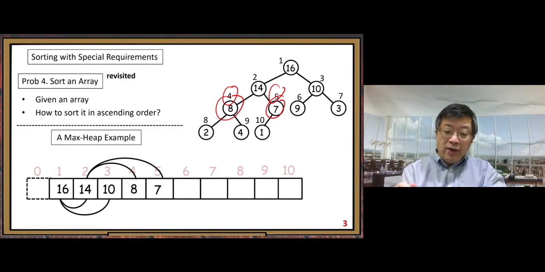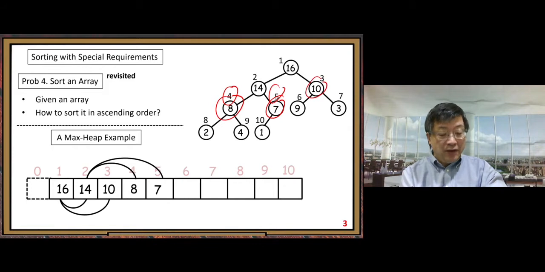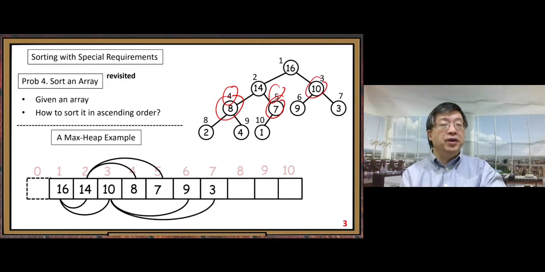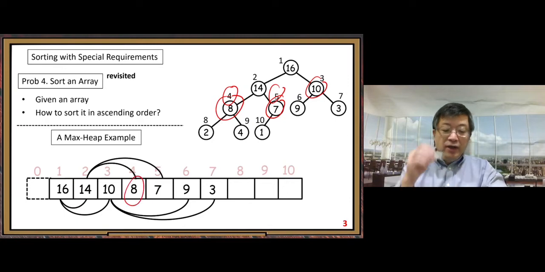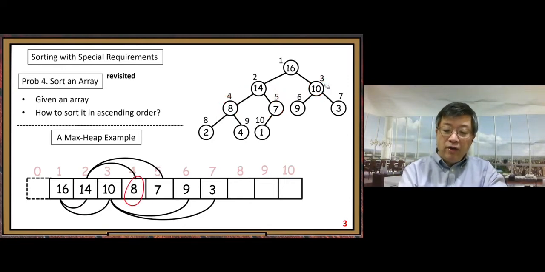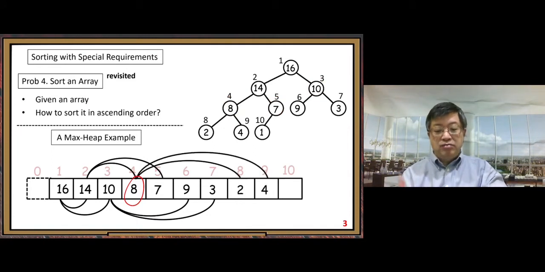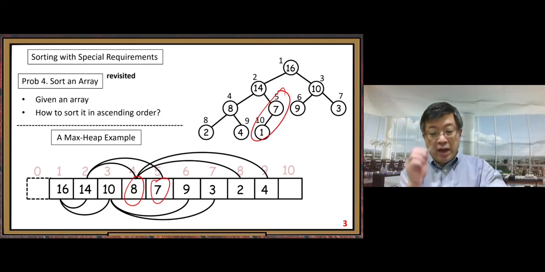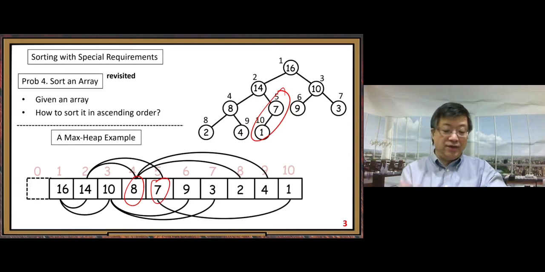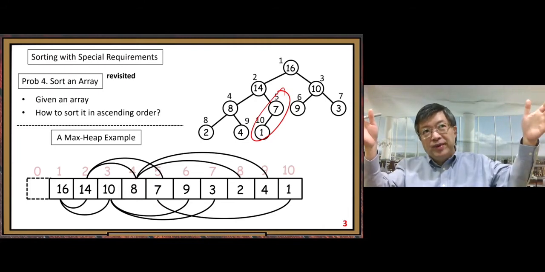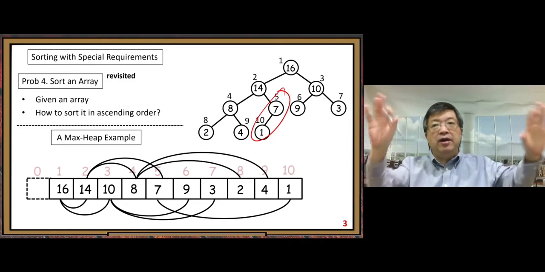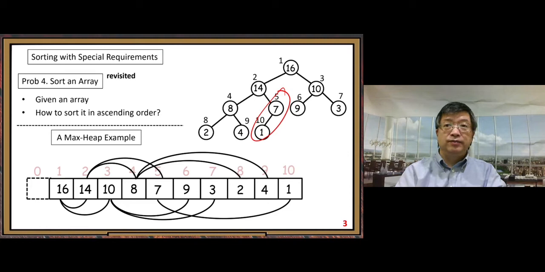The next one, node number 3 with value 10, has 2 child nodes, with values 9 and 3. After that, the node at position number 4 with value 8 has 2 child nodes with values 2 and 4. The last one, value 7, has only 1 child node with value 1. So in this way, you can see we can store a heap in this simple way inside an array. Very simple.